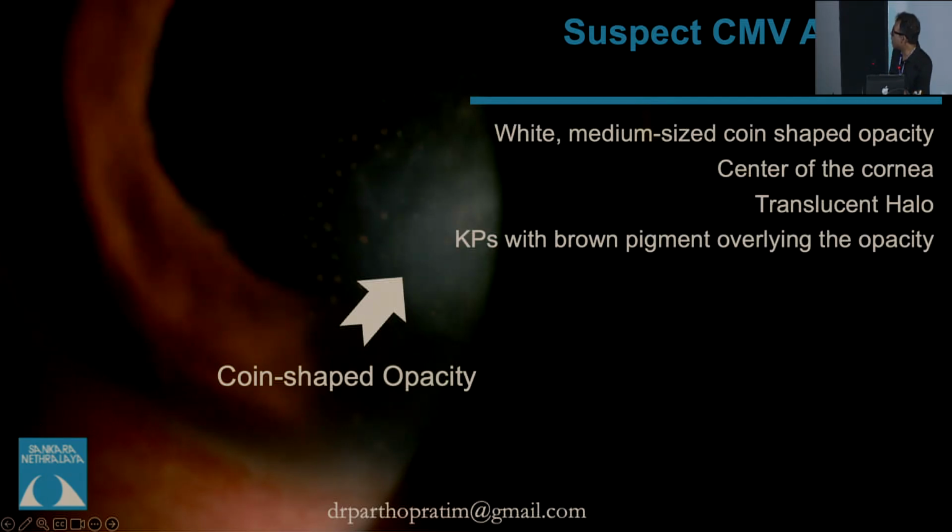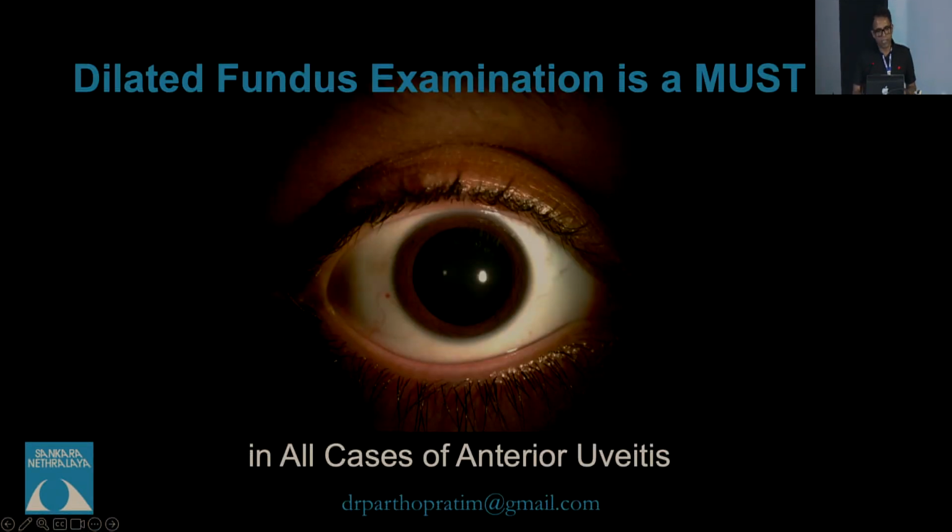Now, sometimes you can see a corneal opacity and it can tell us the diagnosis, like in this case, you can see here the coin-shaped opacity. So this is very common in CMV retinitis. You can see the coin-shaped corneal opacity and you can see the pigmented KP. So this can be seen in cytomegalovirus anterior uveitis.